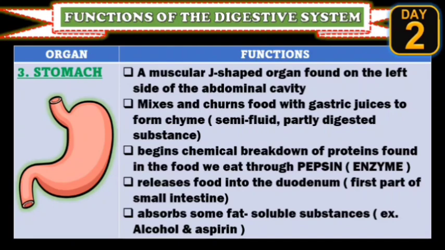In the stomach, the chemical breakdown of proteins found in the food we eat begins through an enzyme called pepsin. It releases food into the duodenum, the first part of the small intestine, and it also absorbs some fat-soluble substances just like alcohol and aspirin.